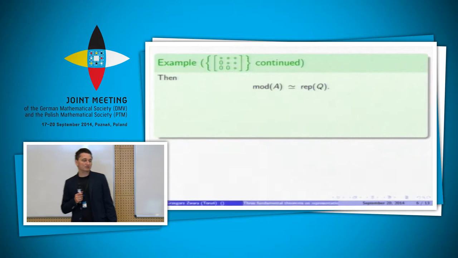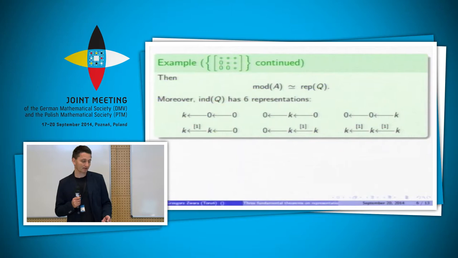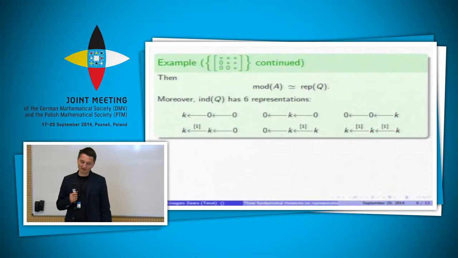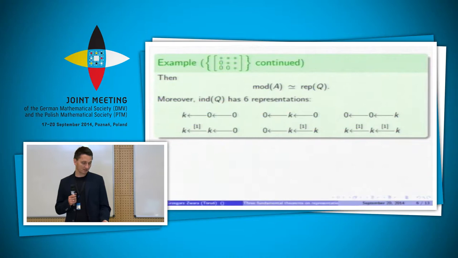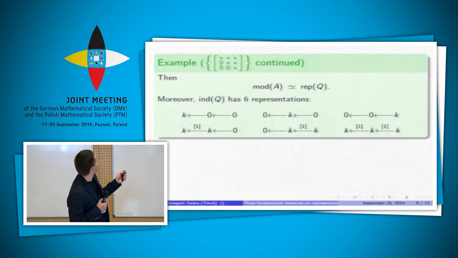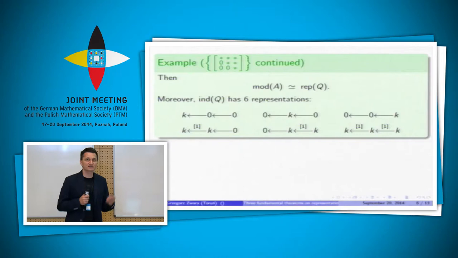So if we want to describe indecomposable A-modules, it's the same as indecomposable representations of this quiver Q. You can easily find that there are six of them. These are representations where at each vertex we have a zero or one dimensional vector space, and whenever we have two one-dimensional vector spaces connected by an arrow, we just consider a linear isomorphism as the linear map.